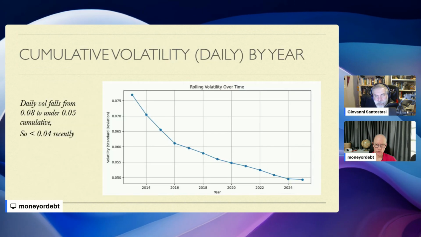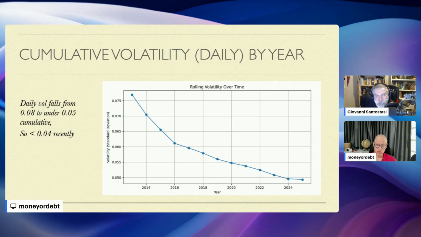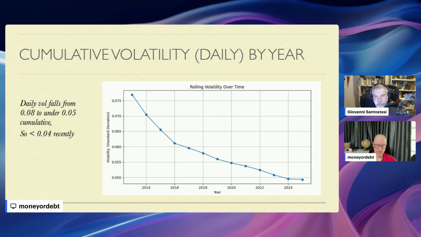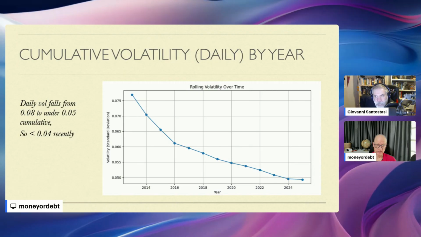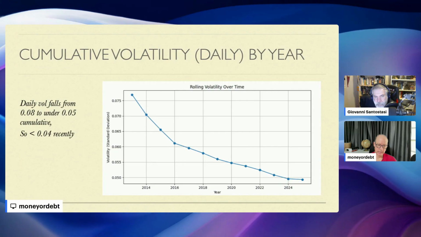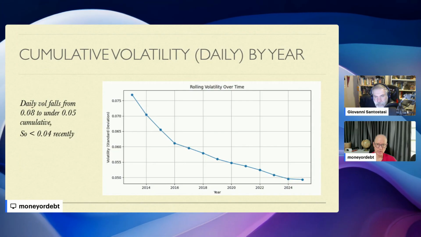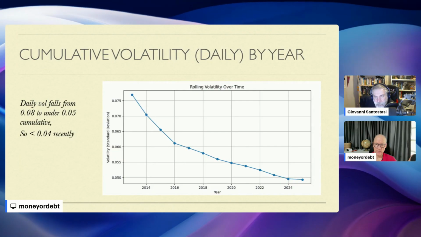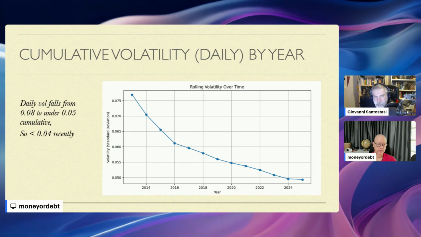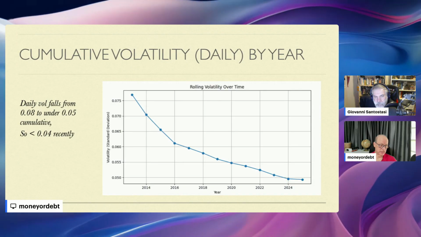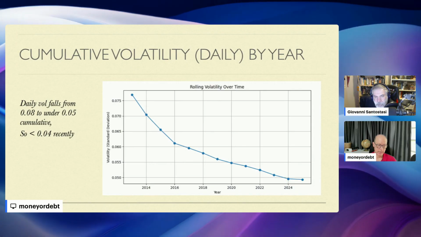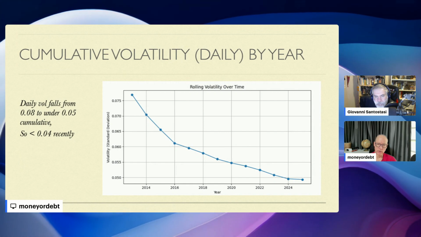Okay, let's move on to comparison to the S&P 500. First, we need to note that Bitcoin's volatility has come down drastically. This is the rolling volatility: all volatility up into the year 2014, then up until 2016, and then up until the present. So the cumulative volatility has fallen from 0.08 to under 0.05. That means in recent years the volatility has been even lower, because it's been dragging the average down. It's been in that 0.03 to 0.04 range.